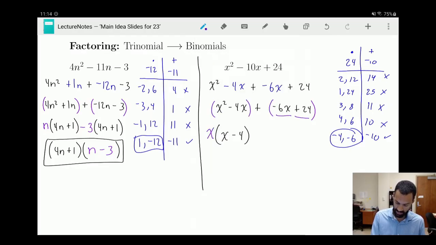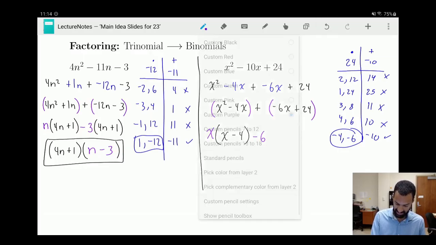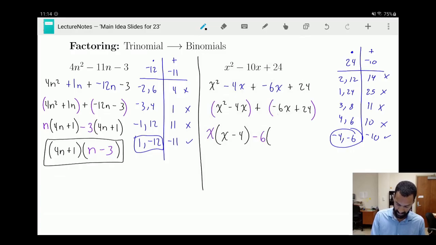-6x plus 24. 6 and 24 are both divisible by 6. I have to decide positive or negative. This is a negative, so I'm going to put a -6 here. Divide by -6, and I get positive x. Divide that by -6, I'm left with -4. Okay, that's good because now my parentheses match.